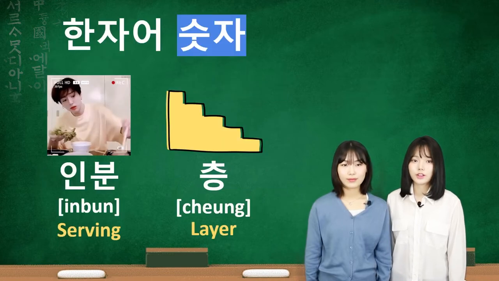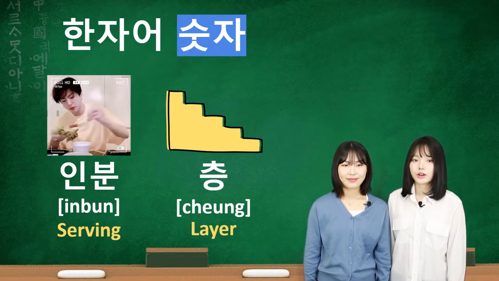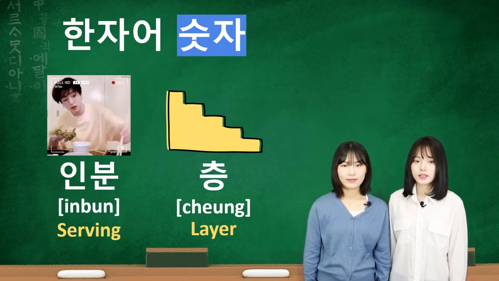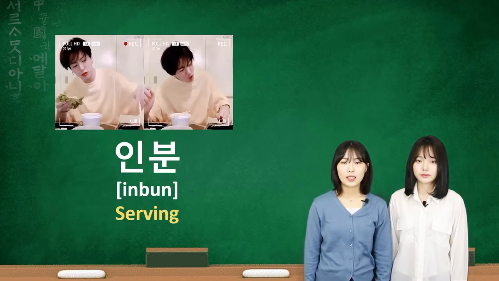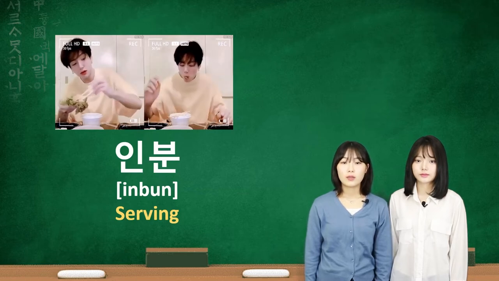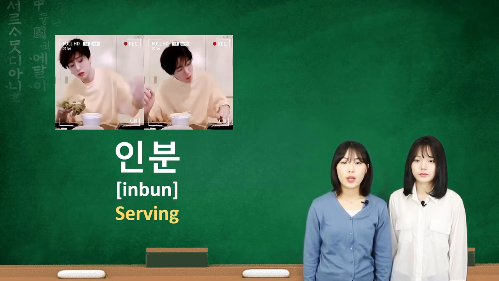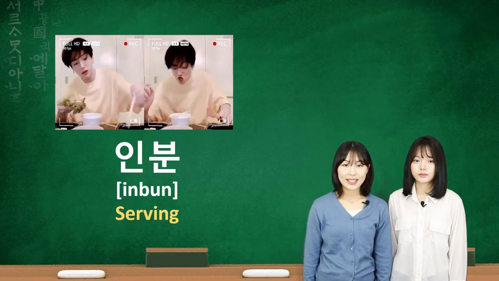Excellent. The next thing to learn is the use of Chinese character numbers. We are going to learn about the use of 인분 and 층 with Chinese character numbers. The first is 인분. 인분 is an expression people use to measure the amount of food they will eat. When using it, you only need to add 인분 after the number. Please repeat after me.